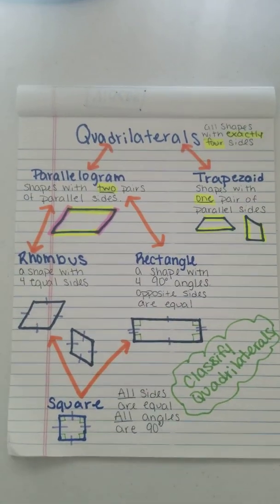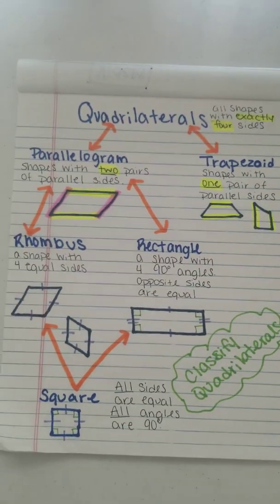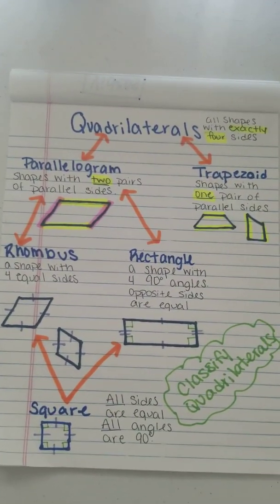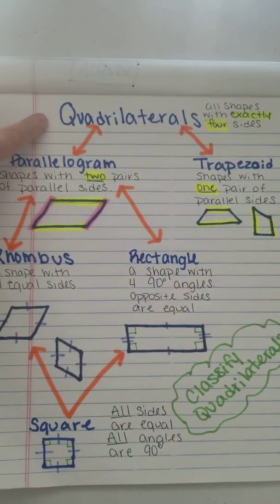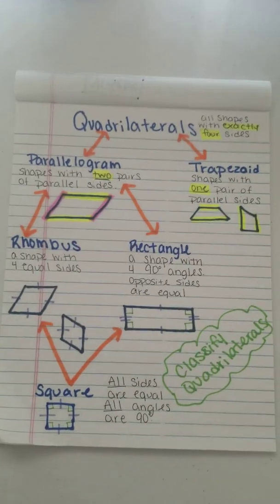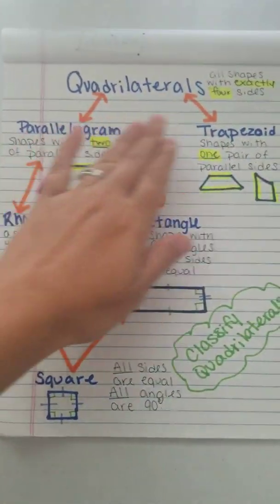Hi guys, so you're learning about classifying quadrilaterals, and the best way that I can think of to teach you this is by using this chart. So we start up here at the top, we have quadrilaterals, which are all shapes with exactly 4 sides. So if it has 4 sides, it is a quadrilateral. Then you break it down into 2 more categories.